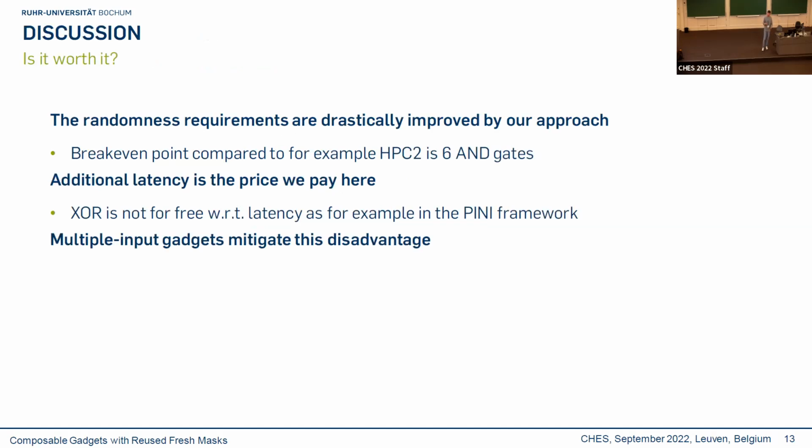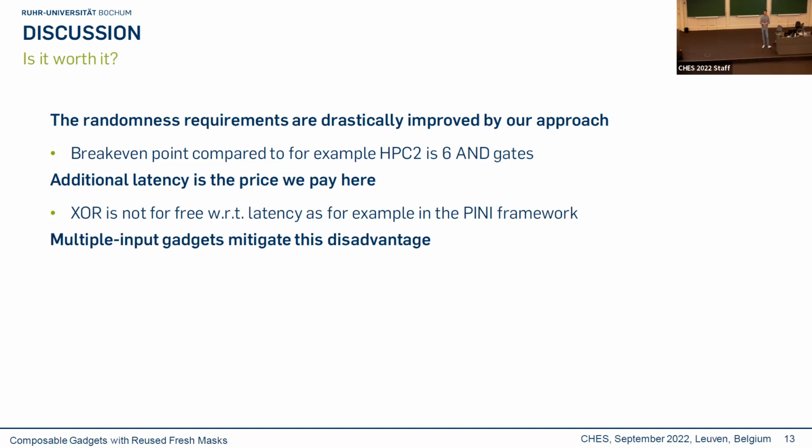Yeah, and now is it worth it? So we have one major drawback here, because in comparable composability frameworks, the linear operations are essentially for free. You can just mask them in a share-wise manner, and you will not introduce any additional latency or randomness requirement. And for our Xor gadget, we need 2 register stages latency. So if we compare us to these gadgets, we will result in a much higher latency requirement.